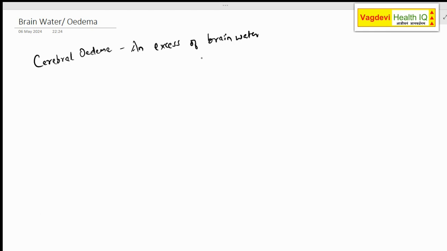It may develop around an intracranial mass, an intrinsic lesion in brain tissue. It could be a tumor, it could be an abscess, or it could be any kind of space occupying lesion, or even, what we say, ischemic brain damage.